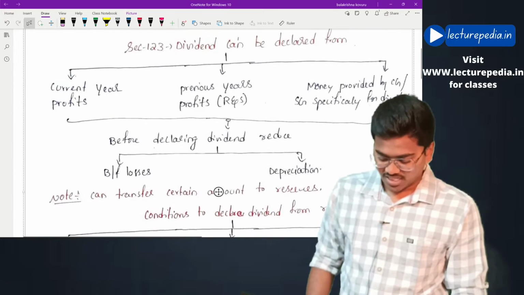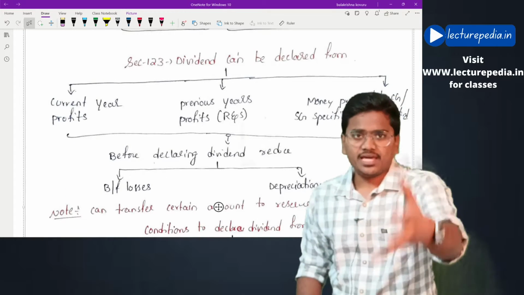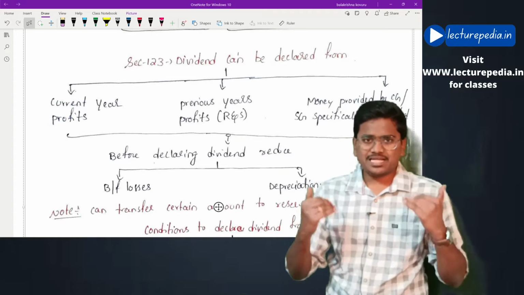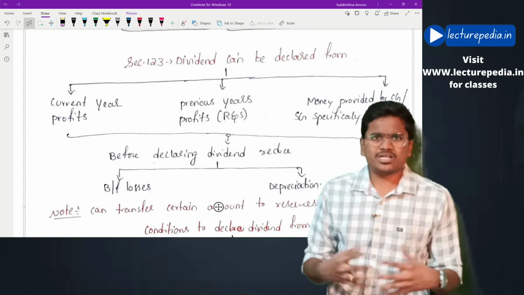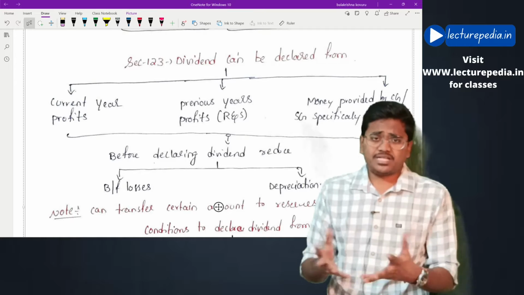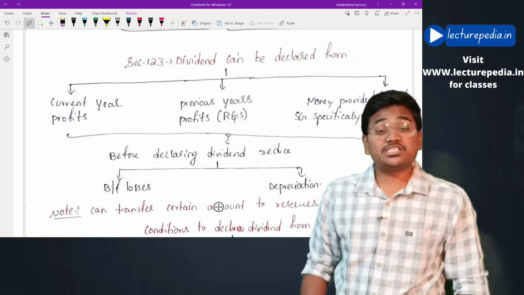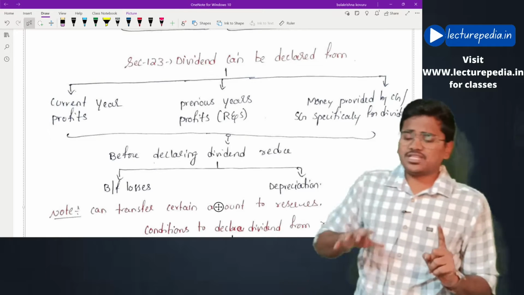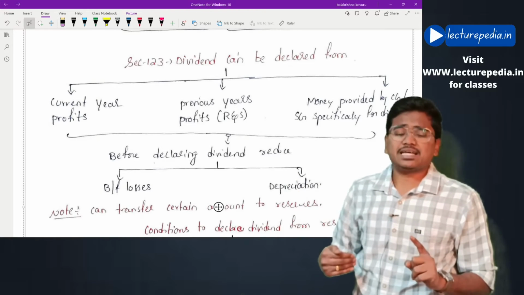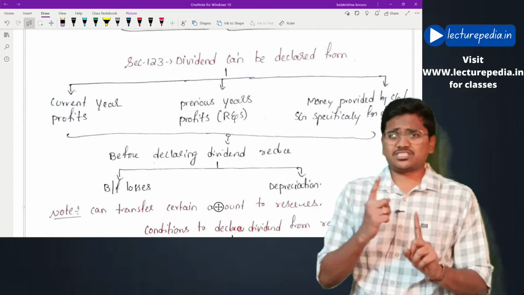Next, if a company has to pay dividend, the company should have made profit, only then can the company pay the dividend. Now there are three sources from which dividend can be paid. First one is obviously, if in the current financial year the company has earned profit, from that profit the company will pay the dividend. That is the first source.